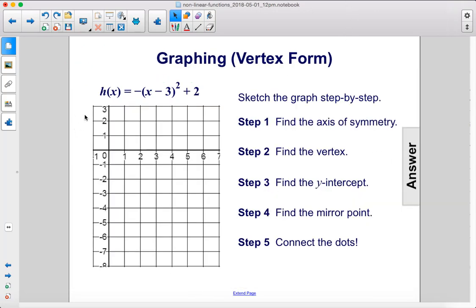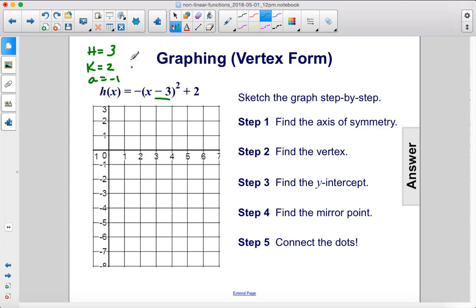Sketch the graph step by step. All right, so here we have an h of 3, because remember, it says -3, so h is going to be +3. We have a k value of 2, and we have an a value of -1. So this is actually going to be a downward facing parabola. First step, find the axis of symmetry. h equals 3. So I will draw a line at x equals 3. That's our axis of symmetry.